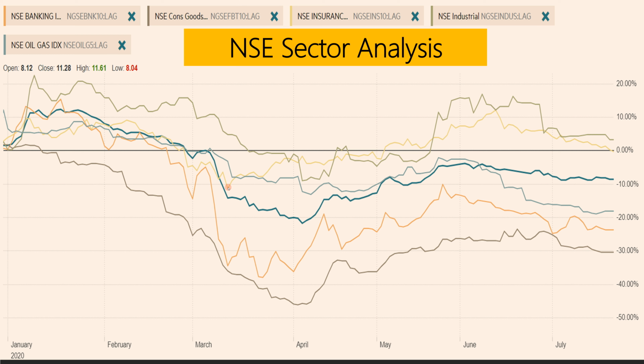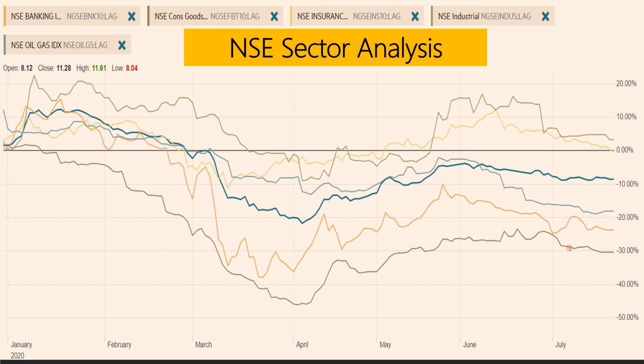In terms of insurance, look at insurance. While the market is making low, insurance is strengthening, so it's going up. The same thing happened, not really for industrial, but industrial has more strength than the market. So industrial is still strong, relatively strong.